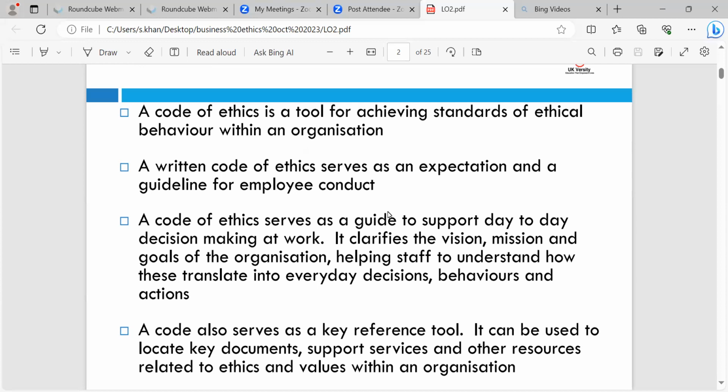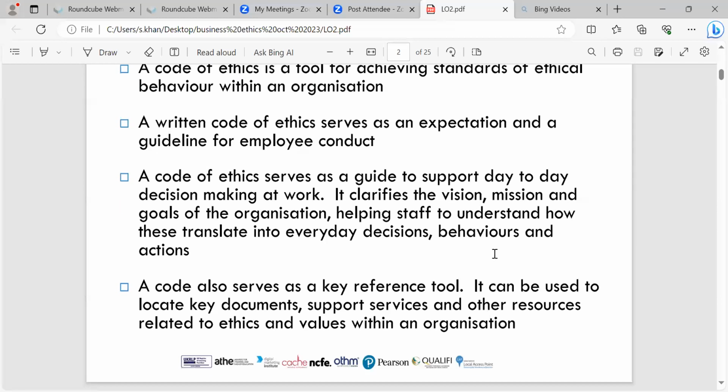A written code of ethics serves as an expectation and a guideline for employee conduct. A code of ethics serves as a guide to support day-to-day decision-making at work. It clarifies the vision, mission, and goals of the organization, helping staff to understand how they translate into everyday decisions, behaviors, and actions. A code also serves as a reference tool. It can be used to locate key documents, support services, and other regulations related to ethics and values within an organization.